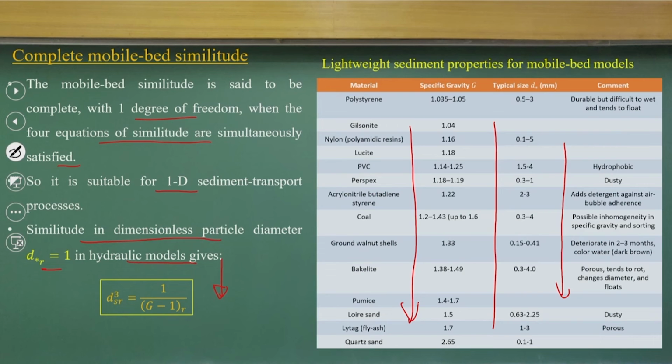It gives the particle diameter ratios in terms of specific gravity. So, you can choose a specific gravity such that it can be satisfied with a typical size. That is the reason many mobile bed models use different bed materials, not sand or gravel, based on these studies.